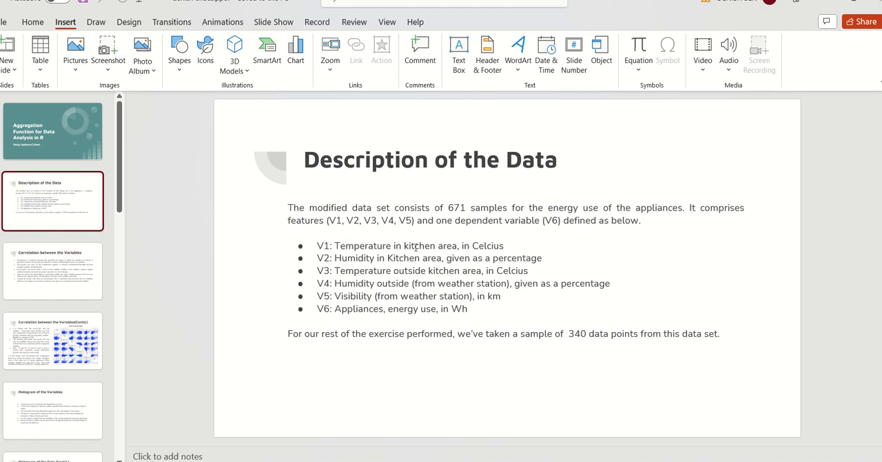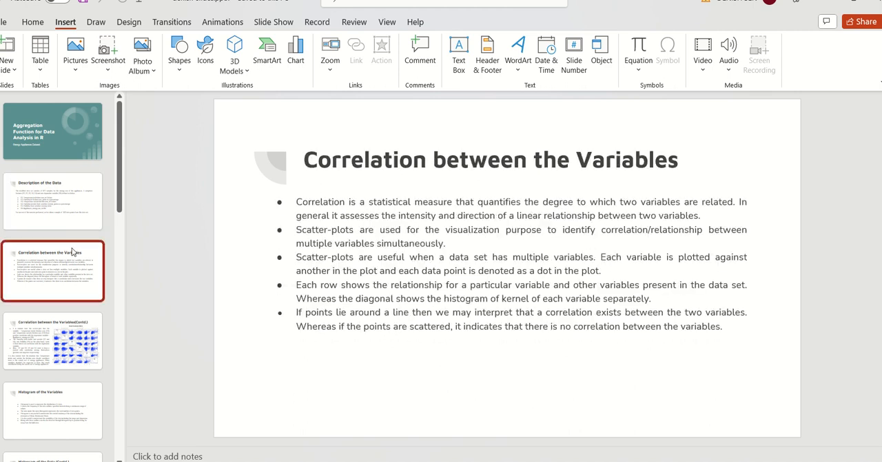V1 is the temperature in the kitchen. V2 is humidity in the kitchen area. V3 is temperature outside the kitchen area. V4 is humidity outside, given as a percentage. V5 is visibility from the weather station, and V6 is appliances energy use in watts per hour. For the rest of the exercise, we have taken a sample of 340 data points from this data set.